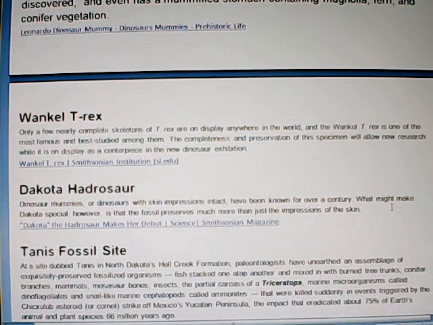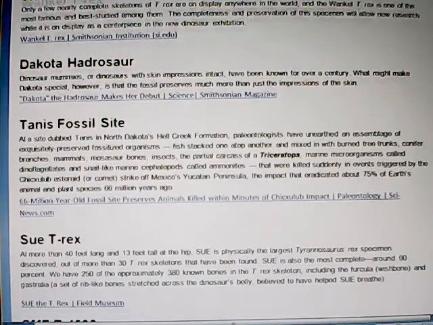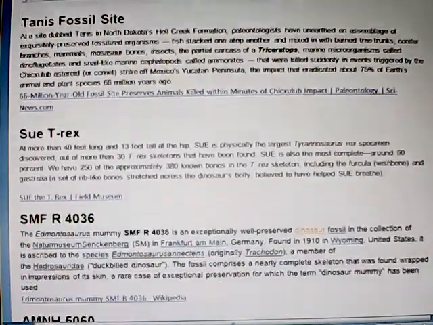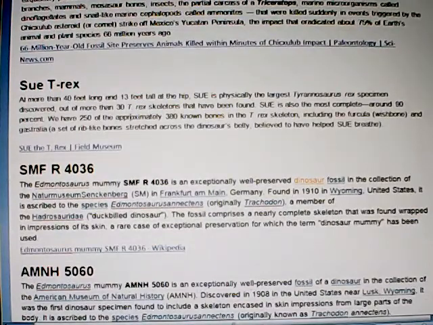Okay, and this one preserves much more than just impressions of the skin. The Tanis fossil site, where they found insects, bones, triceratops, marine microorganisms, snail-like marines, cephalopods, and all occurred during the time frame of the Chicxulub meteor impact and the Sioux T-Rex.